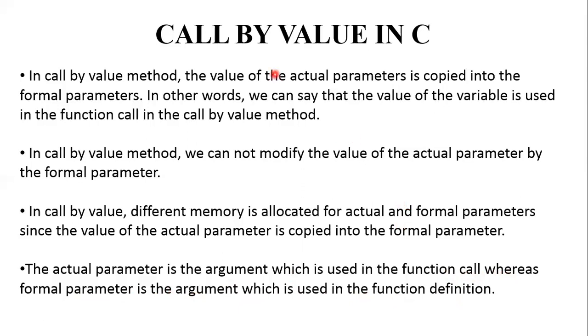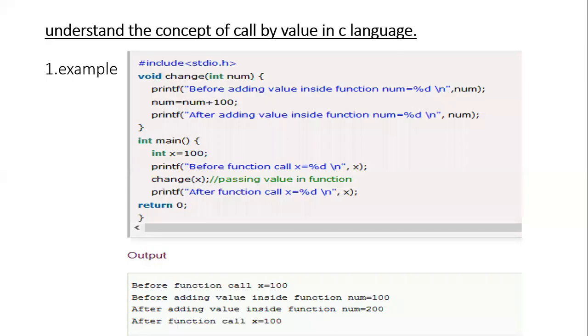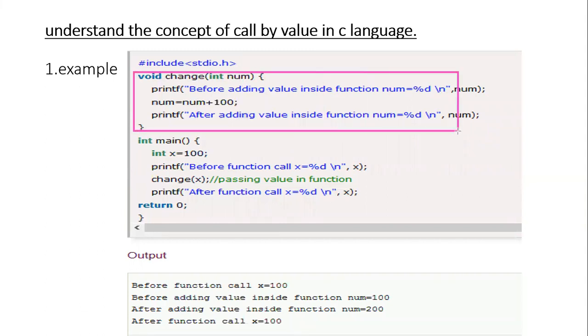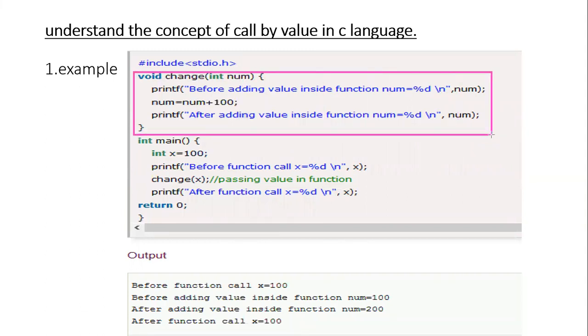Those are certain rules and things we need to remember. Let's see an example. You can see this small example here: void change, integer n. This is my function definition.